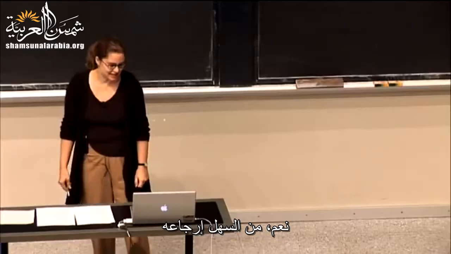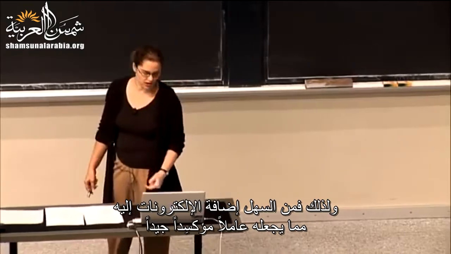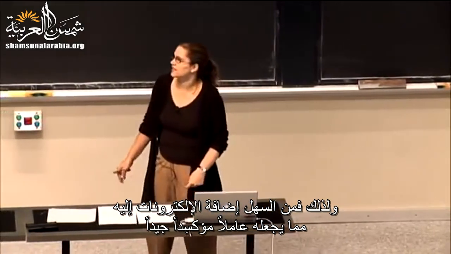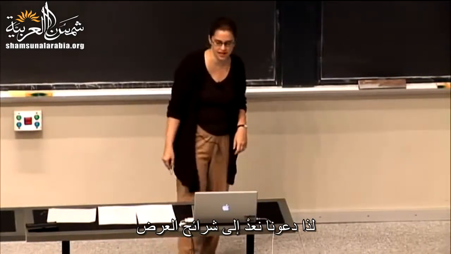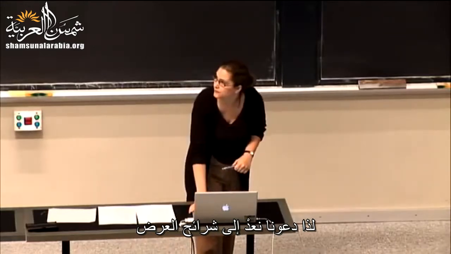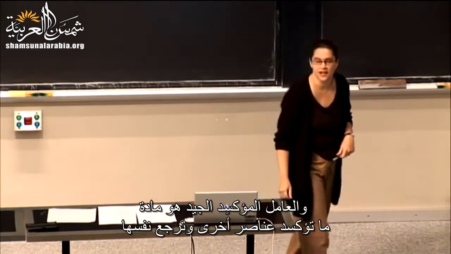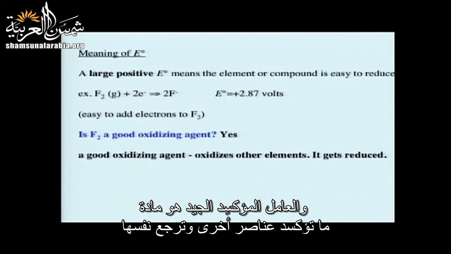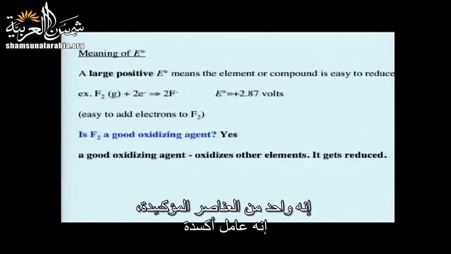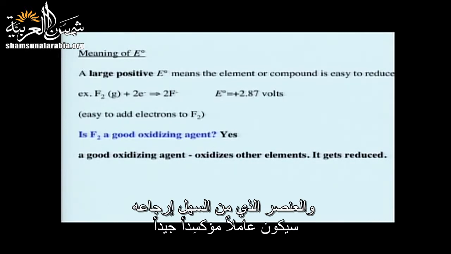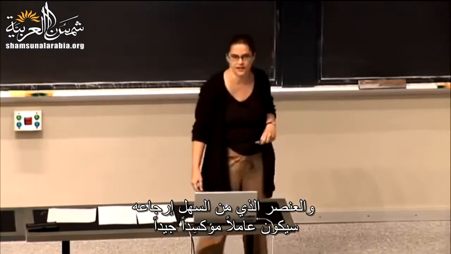Yes, it is easy to reduce. So it's easy to add electrons, which makes it a good oxidizing agent. So let's go back to the slides. A good oxidizing agent is something that oxidizes other elements and gets reduced itself. So it goes around oxidizing things. It's an agent of oxidation. So something that's easy to reduce is going to be a good oxidizing agent.